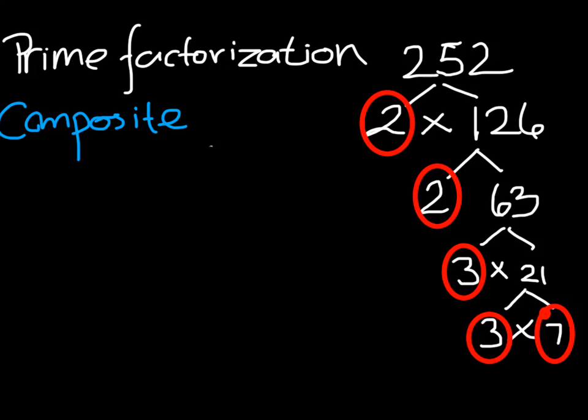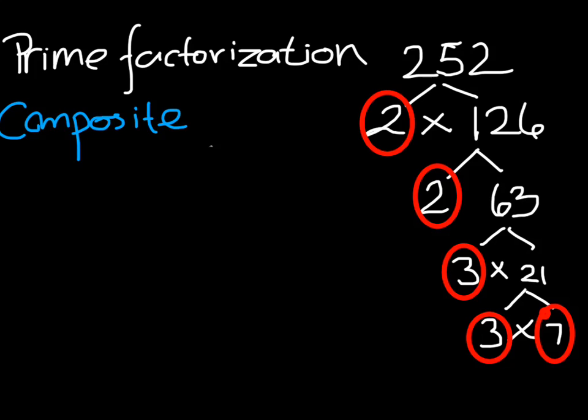Now you might realize we're not going to keep doing stuff like writing this as 1 times 2, and this as 1 times 2, and this as 1 times 2. So you don't want to do that. When you get to a prime number, you want to accept that that's the end of the tree.